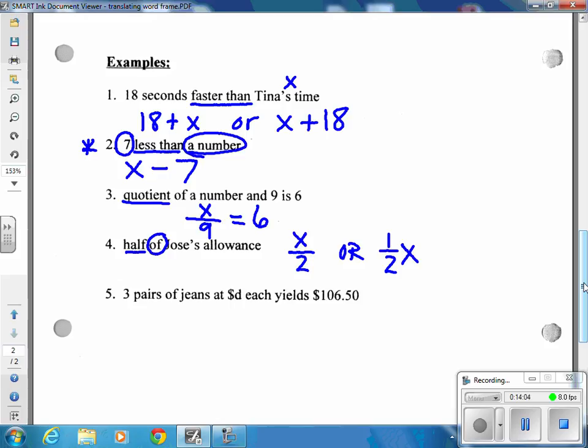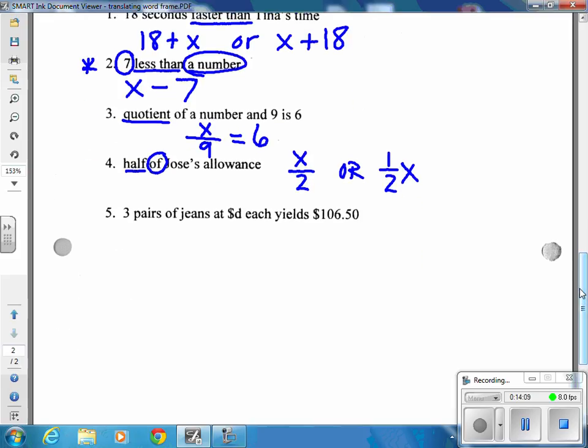All right, and for number 5, we have 3 pairs of jeans at $D each, yields $106.50. They told us we had to use the letter D, so you cannot change it. If they don't tell you the letter, then you can use your own. We have 3 pairs of jeans. We don't know how much money they are, but the key word means each here. That means if they're all the same dollar amount and I have 3 of them, I'm going to multiply 3 times that value. So this will be 3D. And then yields right here is one of our equal sign words, so we put the equal sign, and then $106.50 goes on the other side. Again, we're not interested in solving it. We're only interested in the translation at this point.